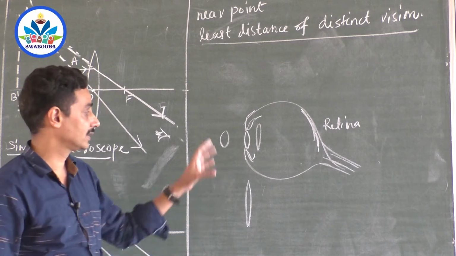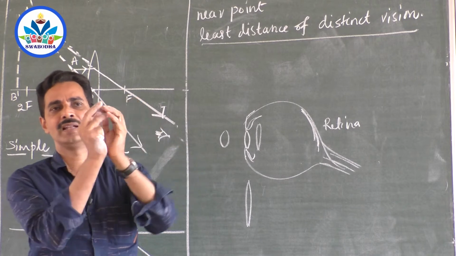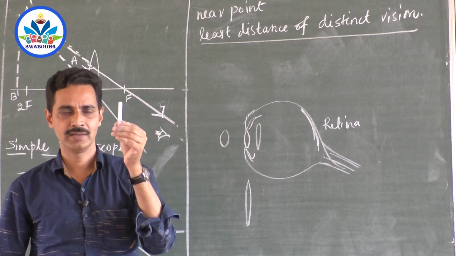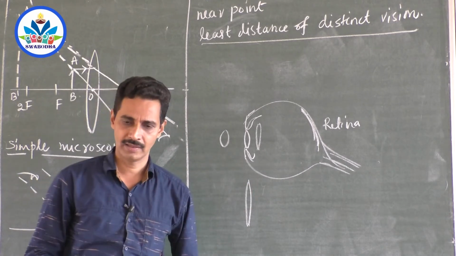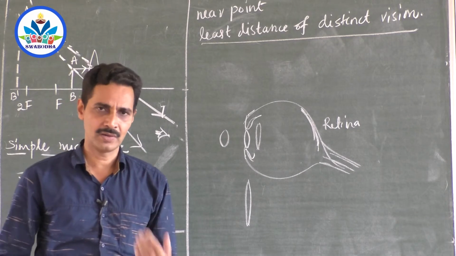But there is a limit for the ciliary muscles to contract. Beyond that they won't contract, and the eye lens will not bulge. That means if you bring the object beyond a certain limit, a clear image is not formed on the retina, because the eye lens cannot adjust beyond that. Ciliary muscles cannot contract beyond that.